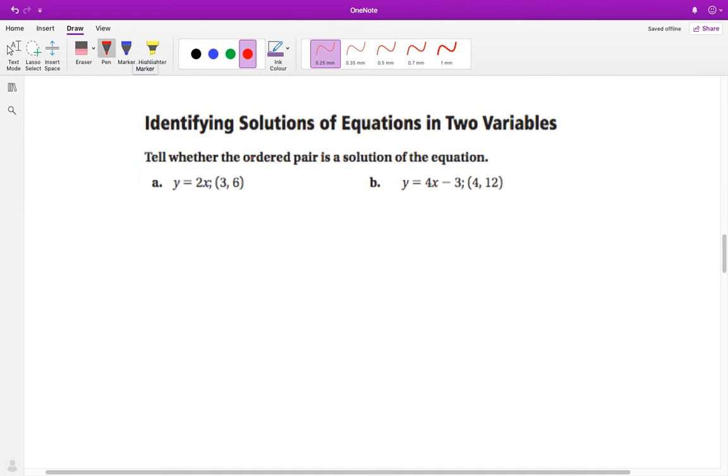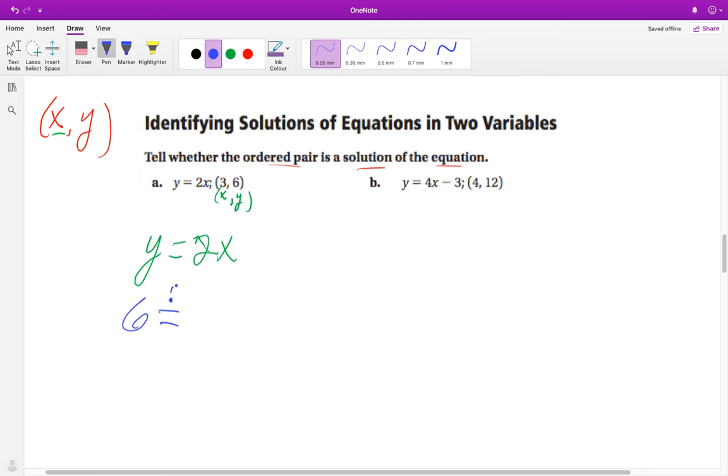So for A, tell whether the ordered pair is a solution of the equation. Remember, our ordered pairs are written x comma y. So for this 3, that is substituted in for x, and this 6 can be substituted in for y, because I know that 3 represents my x based on where it's written in my ordered pair, and 6 represents my y. So my equation is y is equal to 2 times x. In order for me to see if this is a solution, I will substitute 6.